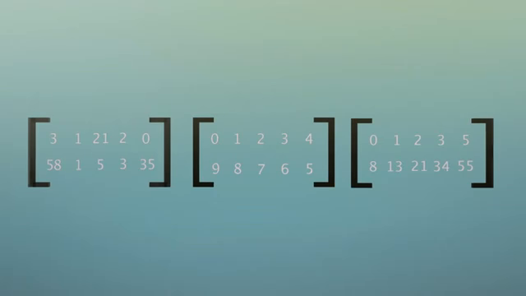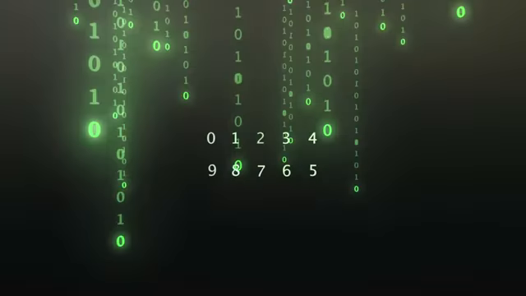Matrices are everywhere. They are all around us, even now in this very room. Sorry, let's get back on track.